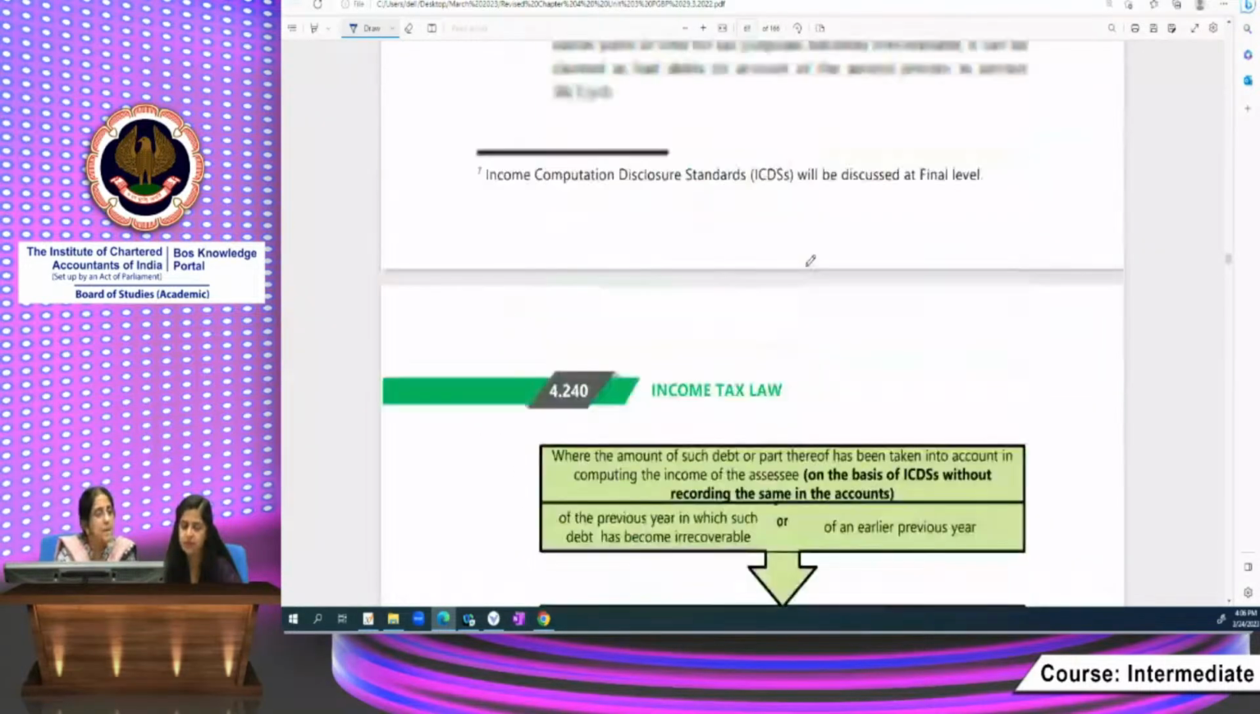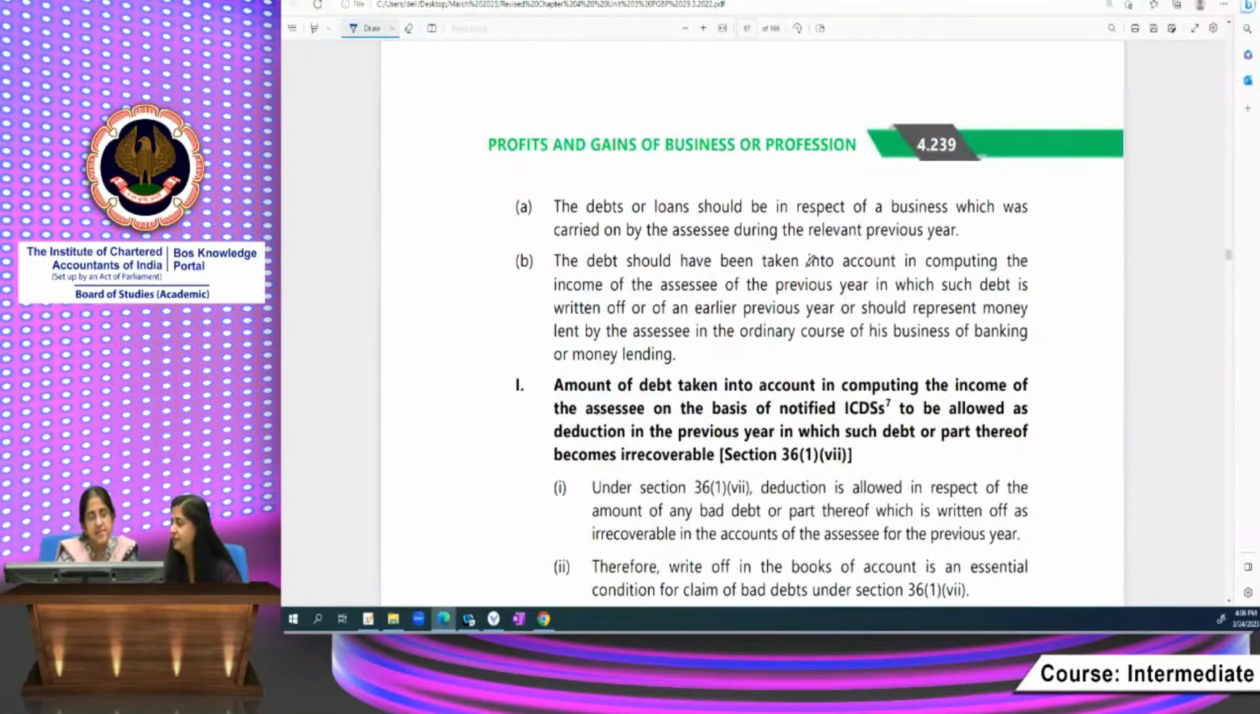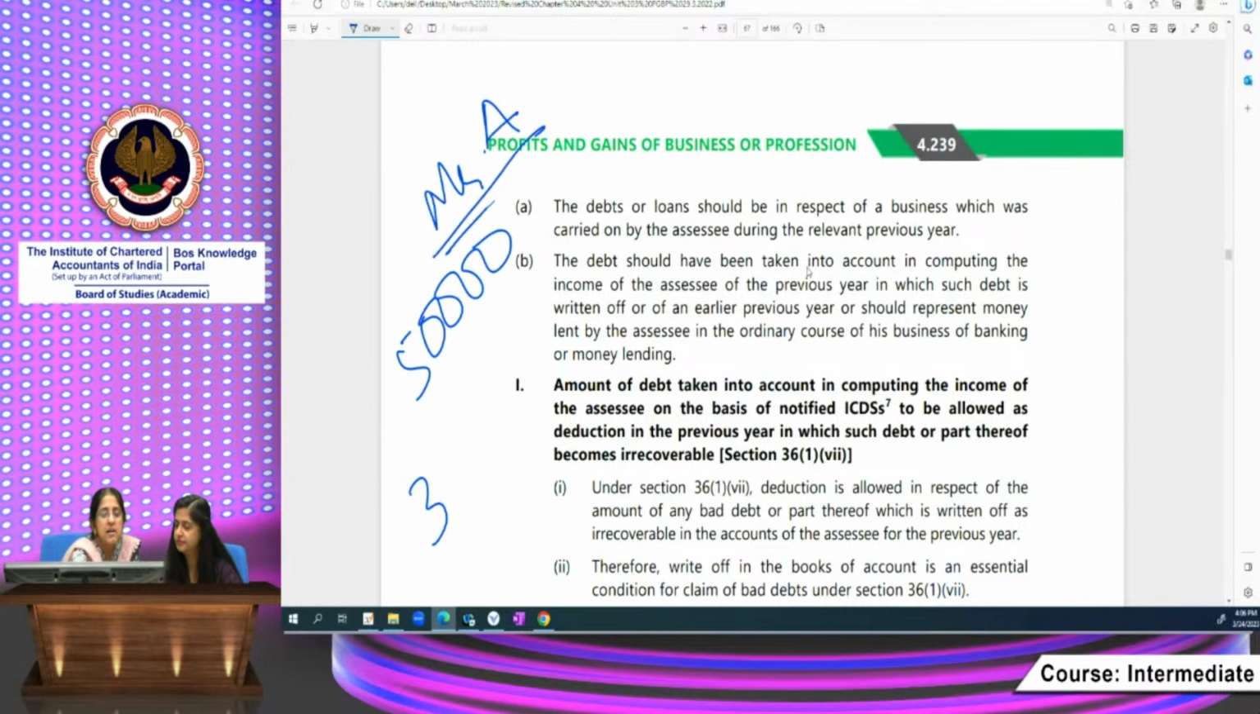Uma Priya is asking for the bad debt concept. Bad debts written off in the books of accounts are allowable. Suppose there is a debt of 50,000 from Mr. A, out of which 30,000 I've written off in my books of accounts as bad debts. 30,000 has been allowed by the assessing officer.